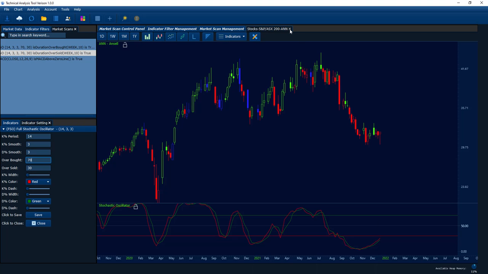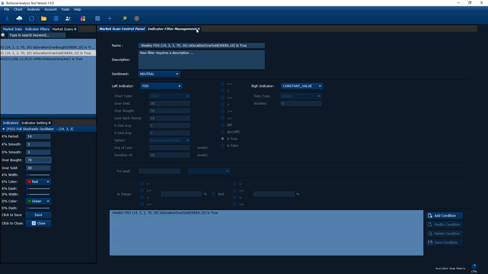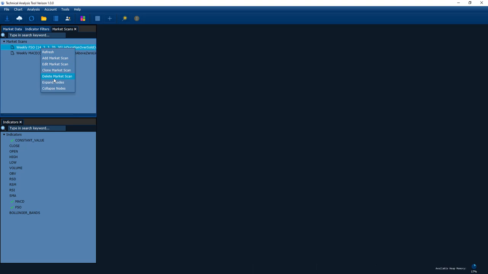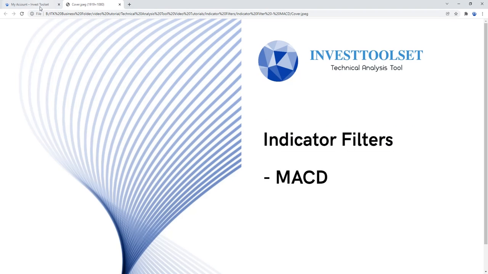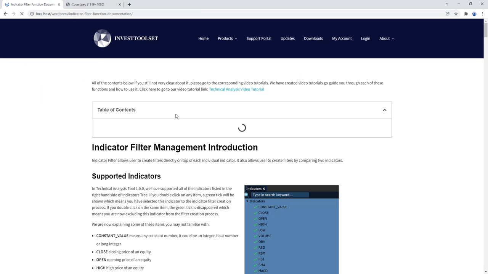Okay, so those are the two functions we haven't shown you in the previous video tutorial, and let's clean up everything and move into the contents of this video tutorial, which is our MACD. Let's delete the market scan. I need to delete this too. The FSO related indicator, we'll leave that one there. Okay, now let's go back to our indicator filter function page. Let's see what functions are available for the MACD.